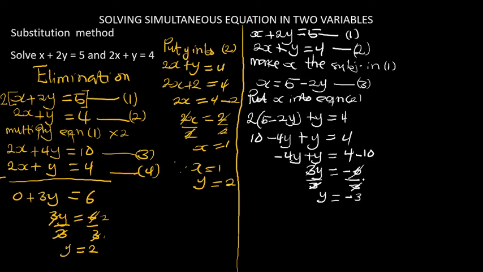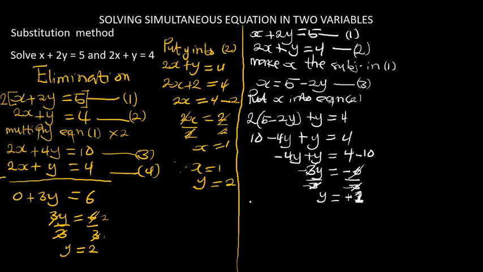Okay, there's something wrong here. So if we have minus 4y plus y, it's going to be negative 3y. So we have a negative here, negative, and this negative as well. So negative divided by negative 3 is going to give us positive 2, positive 2.